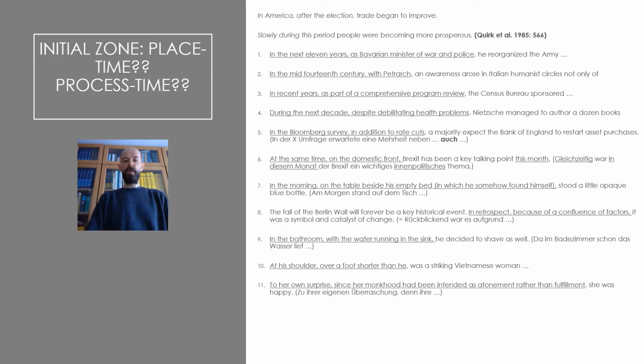In the next sentence, we have a place adverbial, a place adjunct in initial position. In the Bloomberg survey, in addition to rate cuts, a majority expect the Bank of England to restart asset purchases. So in German, that would give us, in der Bloomberg-Umfrage, erwartete eine Mehrheit neben X auch Y. So the thematized element, asset purchases, would also be placed at the end of the German sentence, but the element that appears in second position, in addition to rate cuts, would appear after Mehrheit in the German sentence.